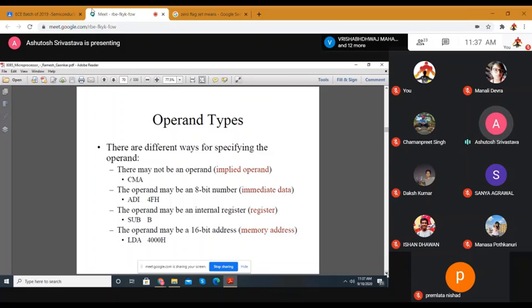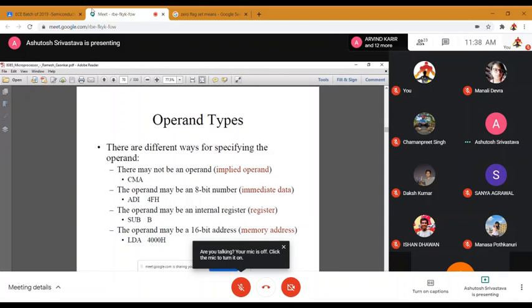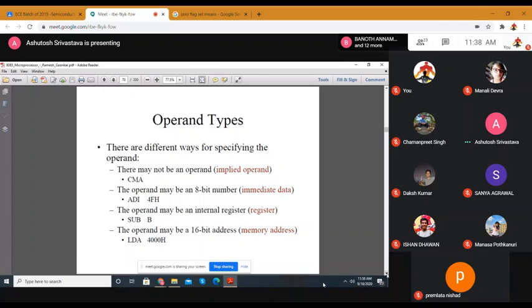So if you have an external memory, RAM, and in this you have a particular memory address 4000, the contents that are stored in this particular memory address would be loaded into your accumulator.